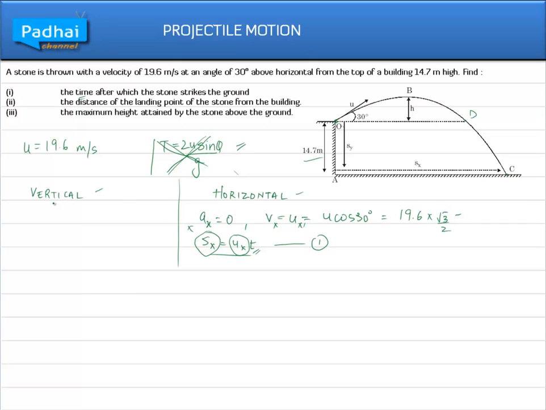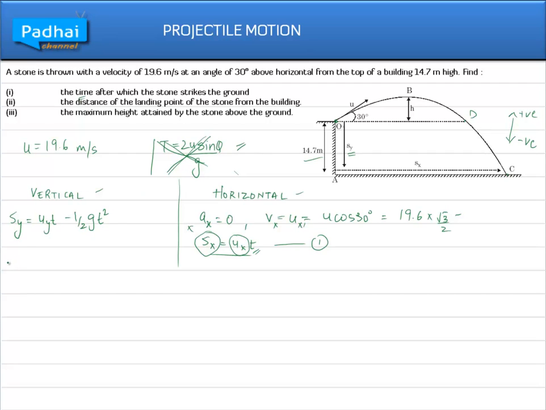So let us come to the vertical part. We see over here that S_y is given to us. It is going from O to C. So we have the equation S_y is equal to u_y into t minus half g t square. What we have done is we have taken the downward direction as negative and upward direction as positive. So since g will be in the downward direction, let us take it as minus g.